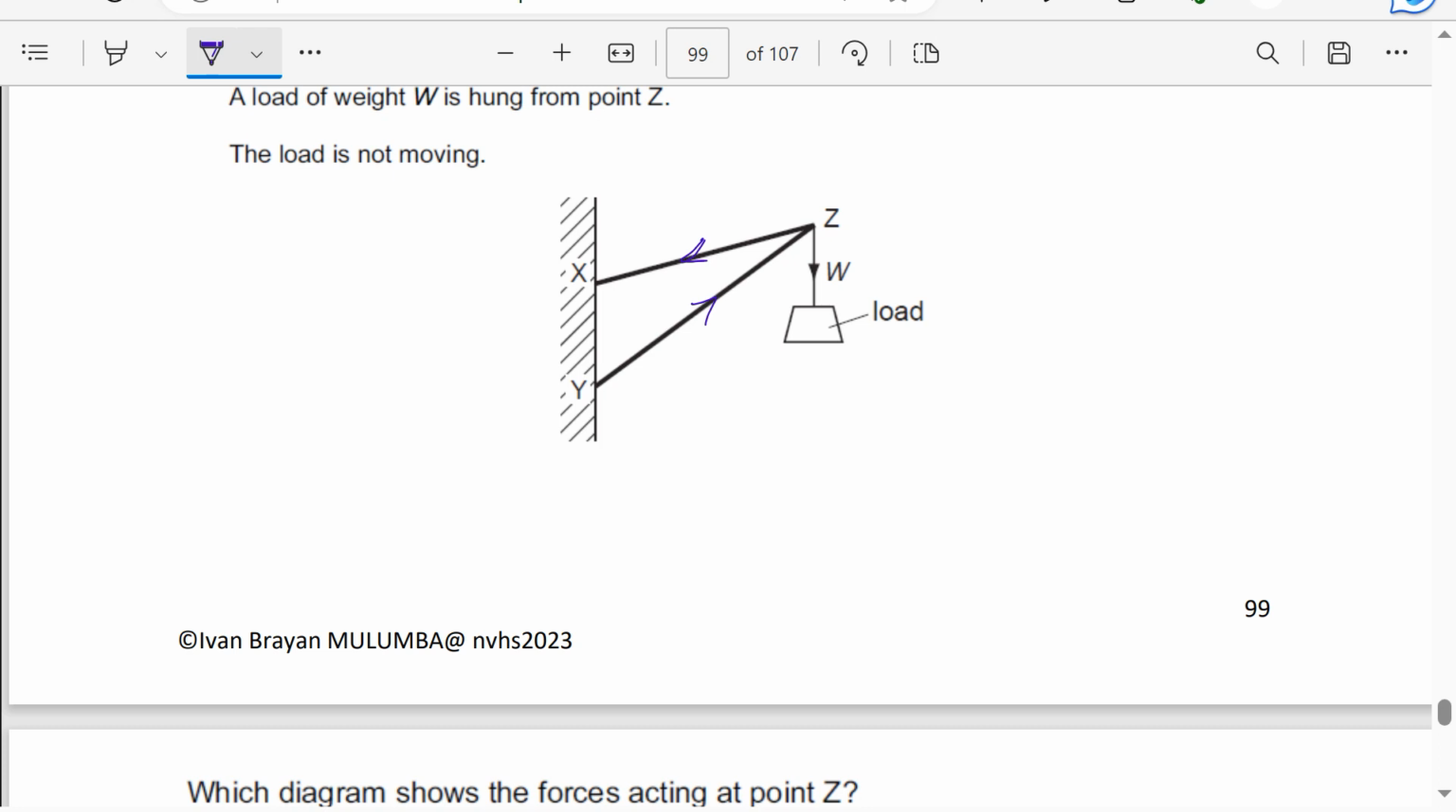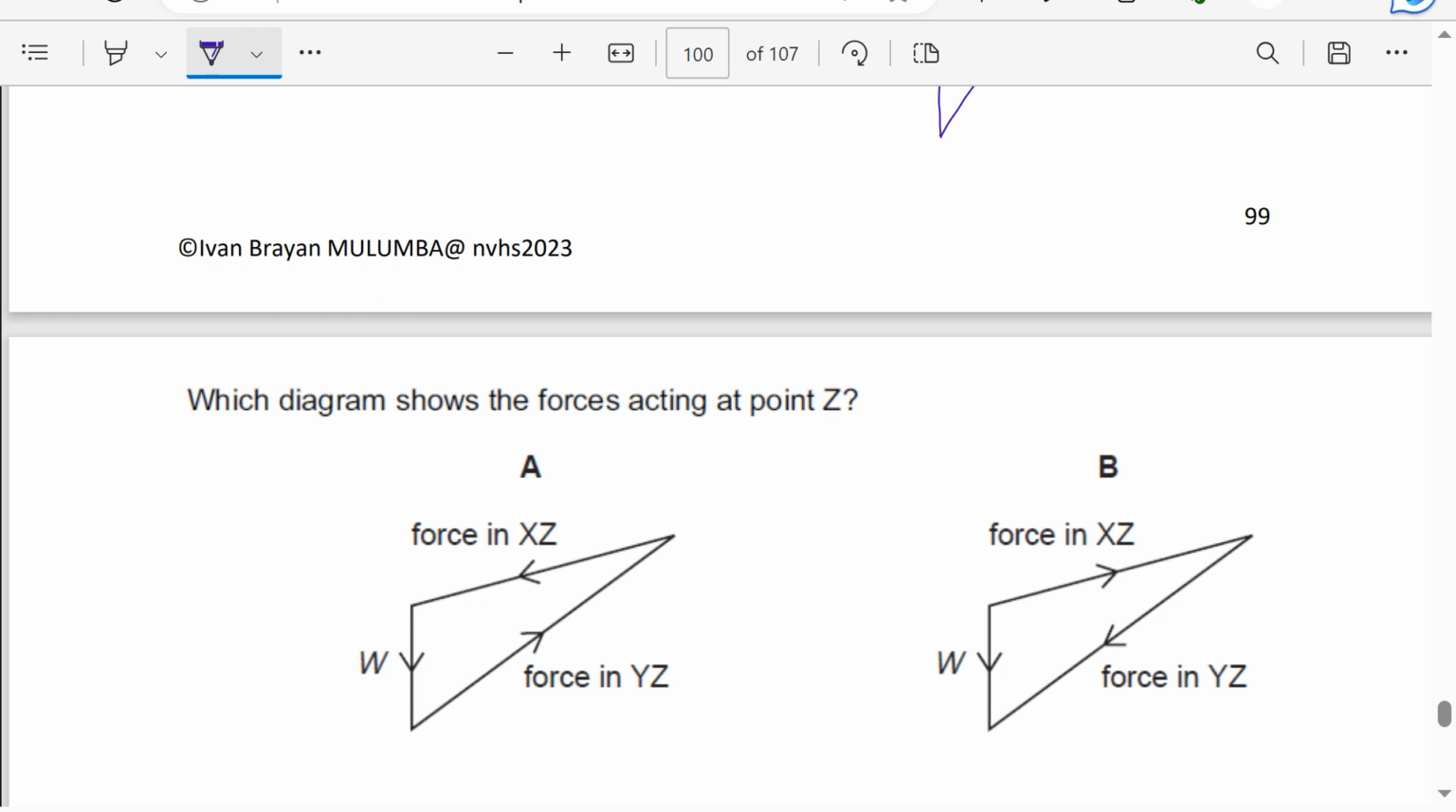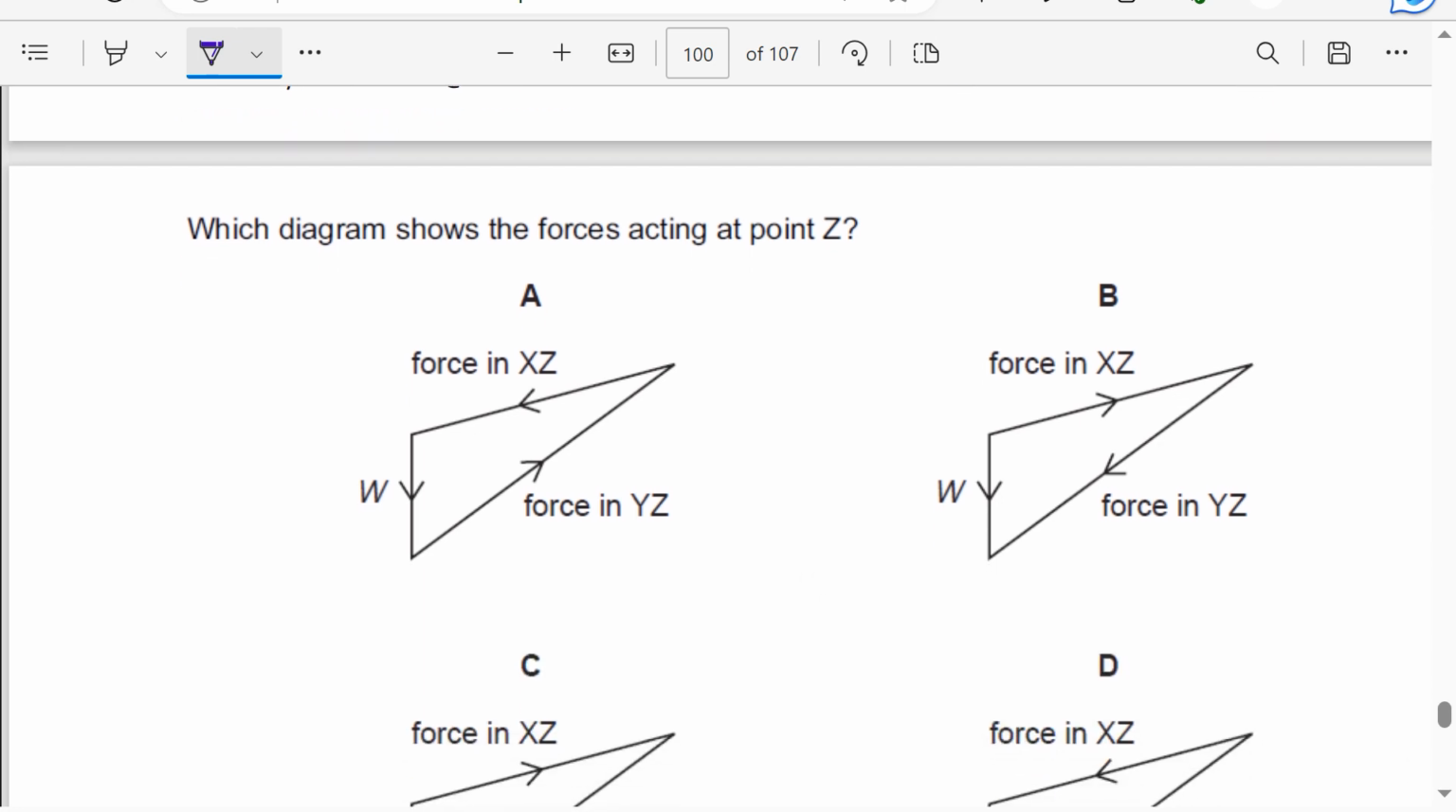So it means when I form a vector triangle, most likely I will have the weight vertically downwards. Then I will have this one here, and then I will have this one here. So let's see which diagram shows the forces acting at point Z. Remember, they should form a closed triangle. We can start by inspecting the closed triangles.